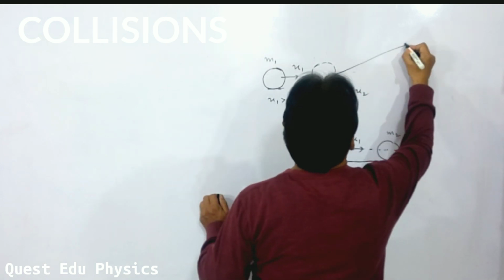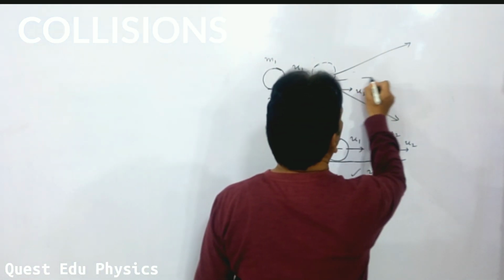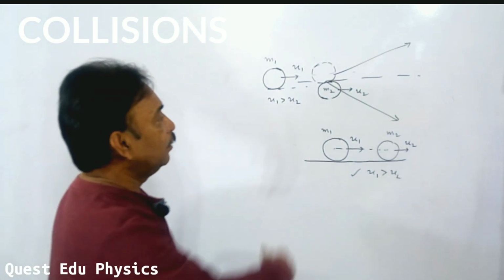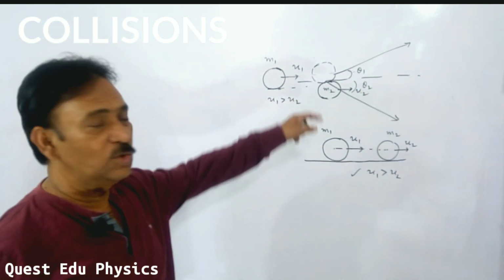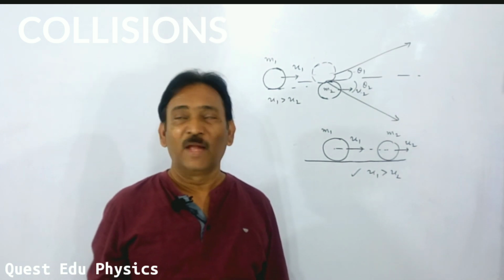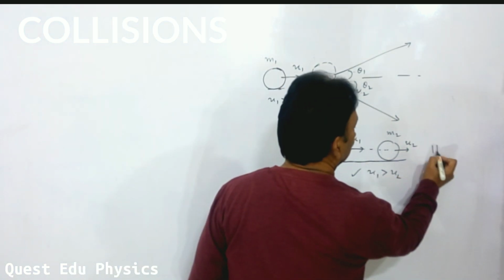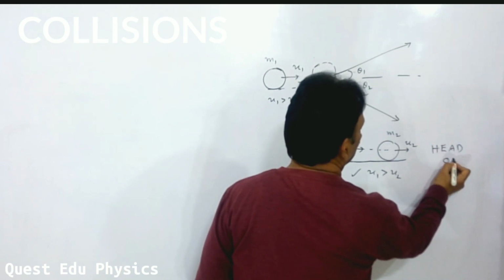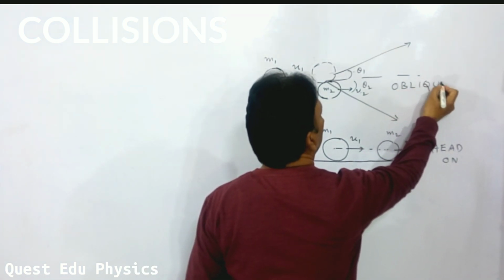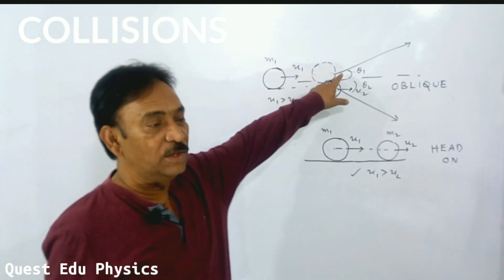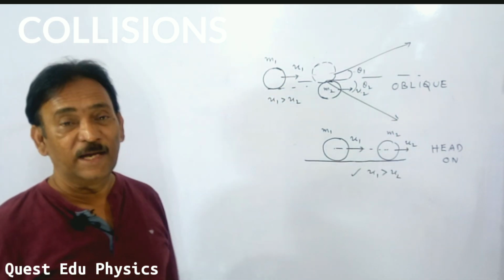After this, what did happen? They changed their paths. Okay, students. If they deviated from their paths and start moving, making certain angles from each other, then it is known as the oblique collision. I think you understood. What is the head-on collision? It is the head-on collision. And it is the oblique collision. If they get deviated from their path after the collision, we call it the oblique collision. If they move along the same line, we call it the head-on collision.